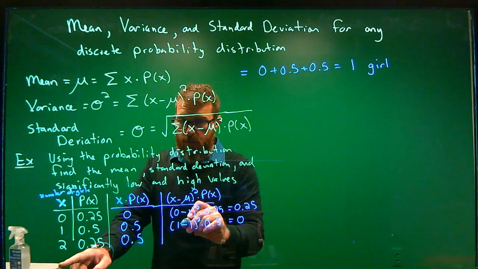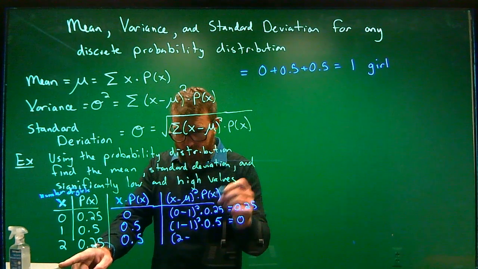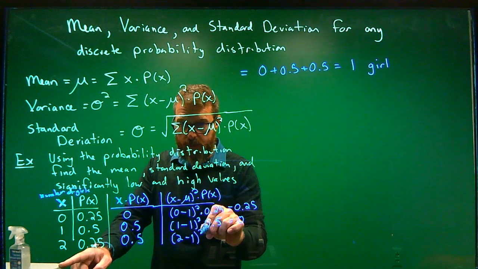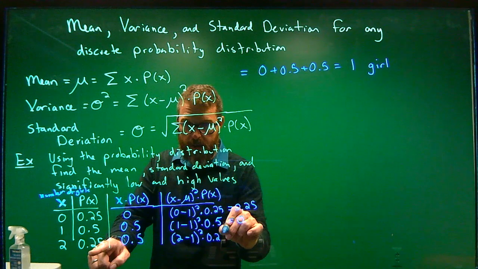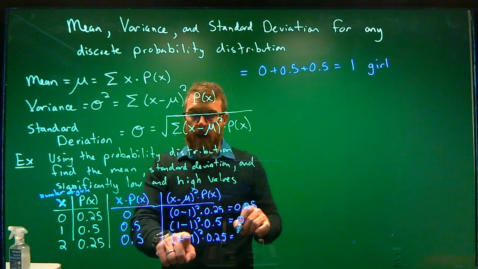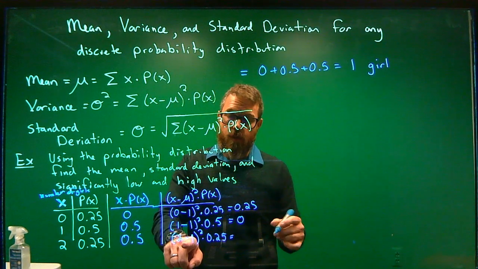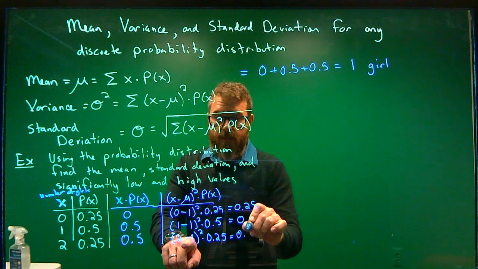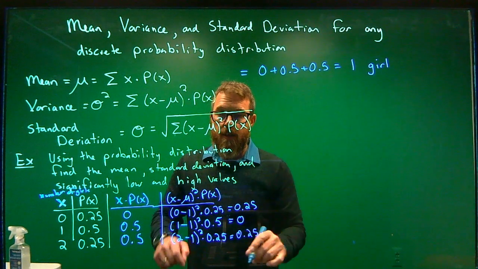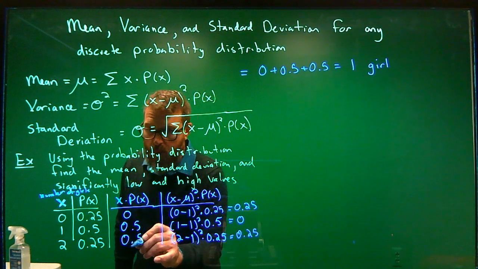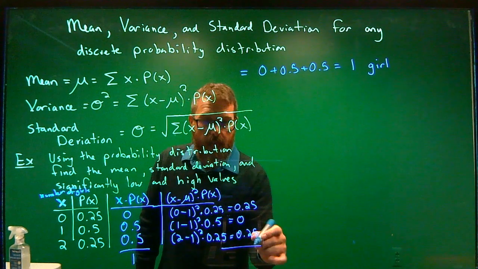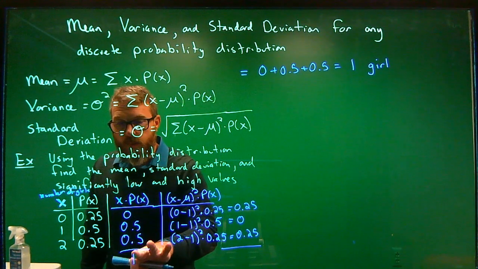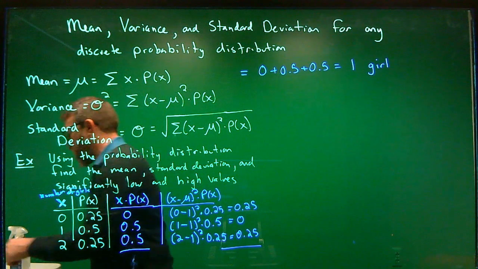And for this one, this x is 2 minus the mean for this particular situation, times the probability related to that x, which is 0.25. So 2 minus 1 is going to be 1. 1 squared is 1, so this is going to be 0.25. So that means when I add this column, we got 1, and when I add this column, we're going to get the variance.